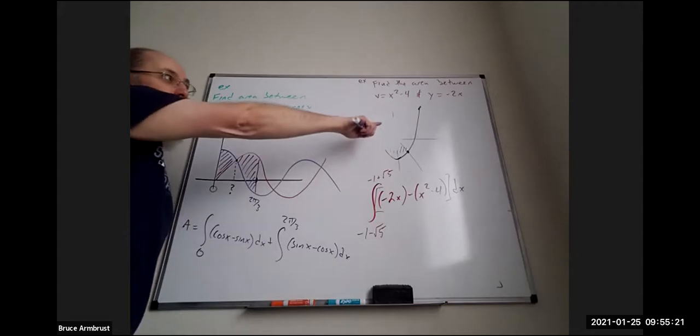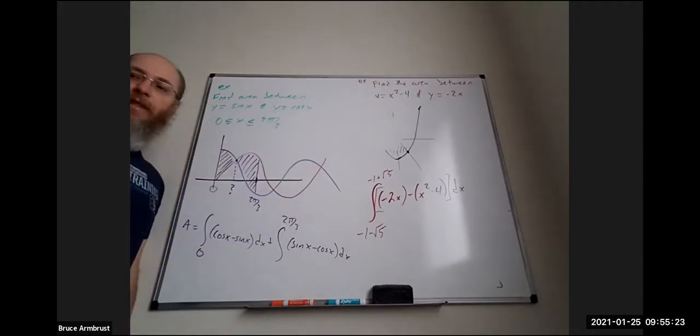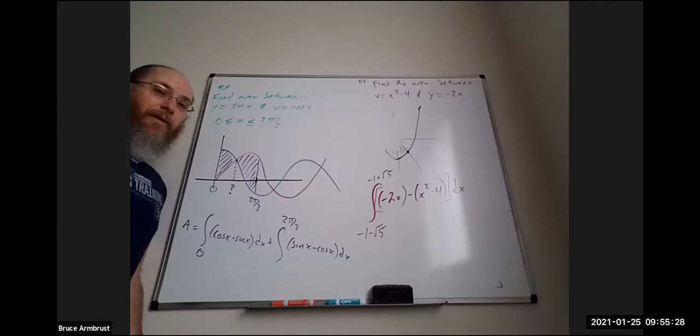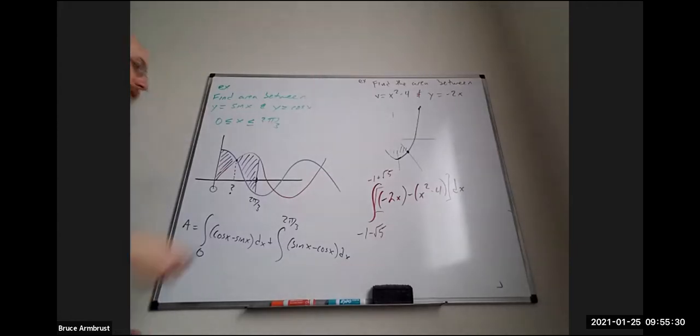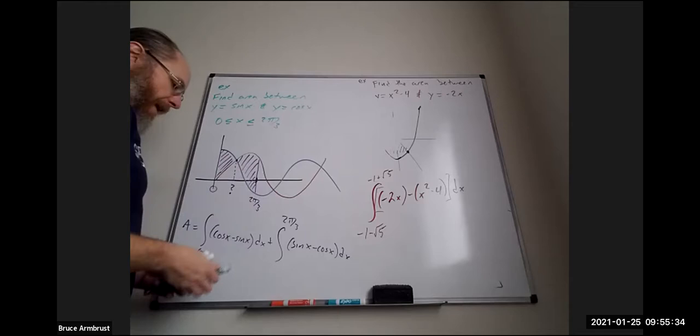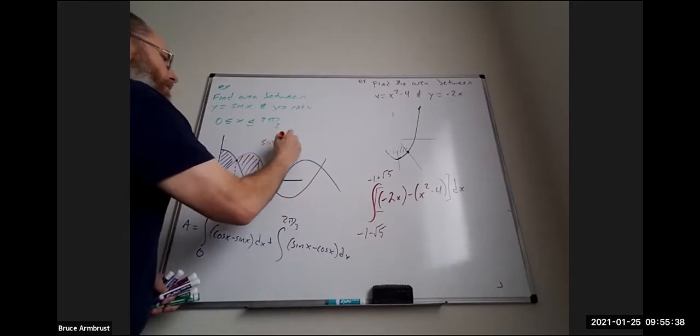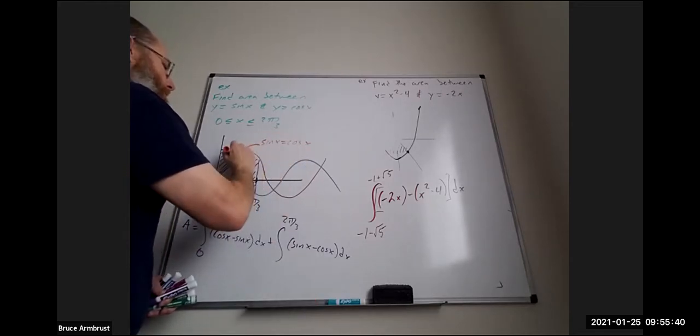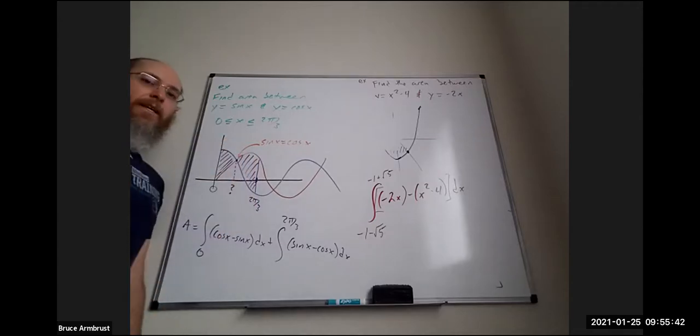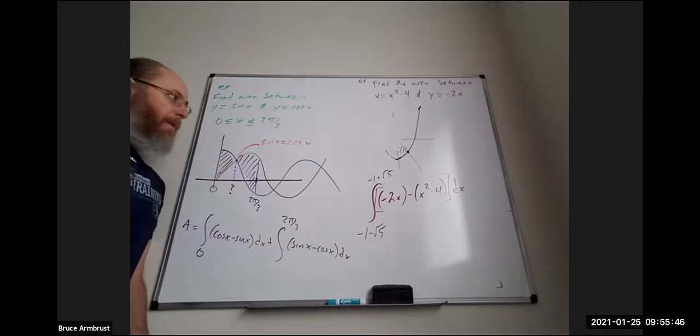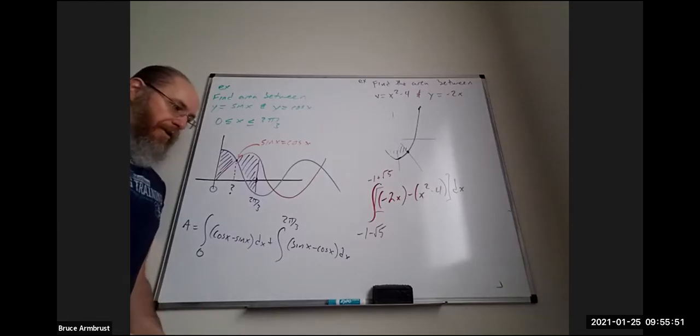It's the same thing we did with the other one where we tried to find the area between that parabola and the line. We need to set them equal to each other. So this place right here is going to be where sine equals cosine, because it's an intersection point. All right, so we need to solve sine of x equals cosine of x.